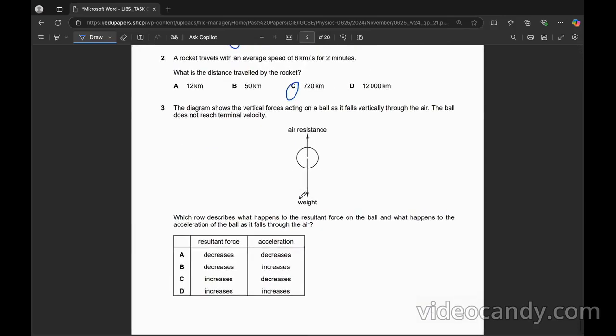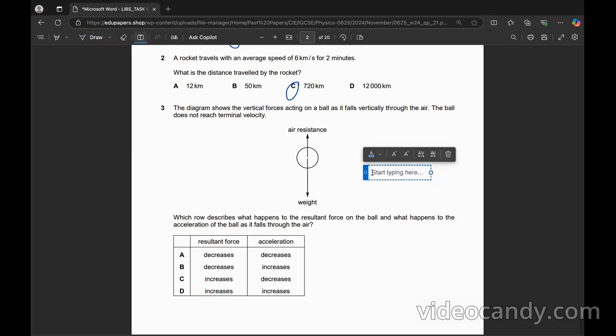Number 3. The diagram shows the vertical forces acting on a ball as it falls vertically through the air. The ball does not reach terminal velocity. Which row describes what happens to the resultant force on the ball and what happens to the acceleration of the ball as it falls through the air?